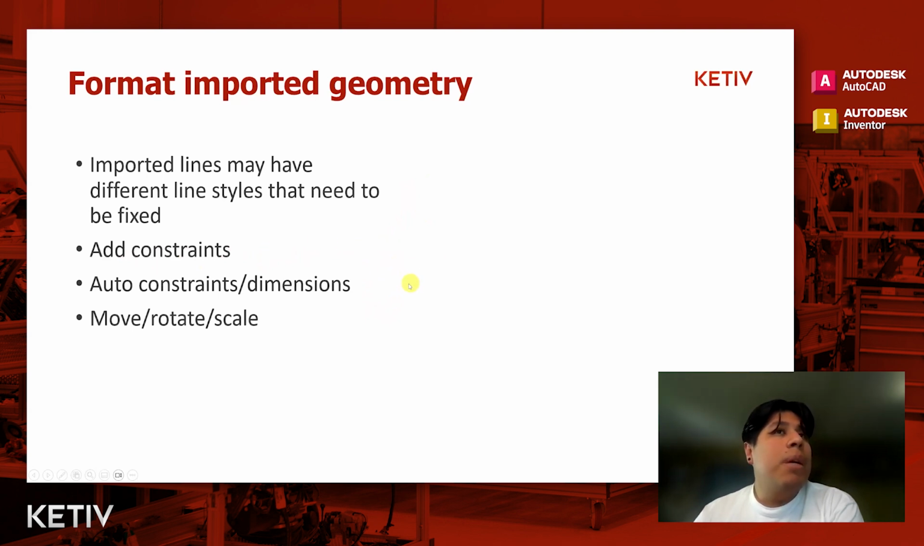One of the tools that may be helpful is using the auto constrain tool to figure out where we're still missing those constraints or those dimensions, and then be able to add those in after. And then the last one is to move, rotate, or scale it. In some instances, if you don't get a perfect import or your AutoCAD file wasn't formatted a certain way, you do have the option to move, rotate, or scale your geometry.